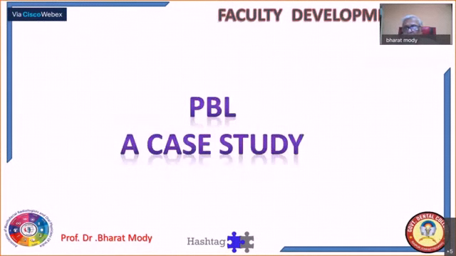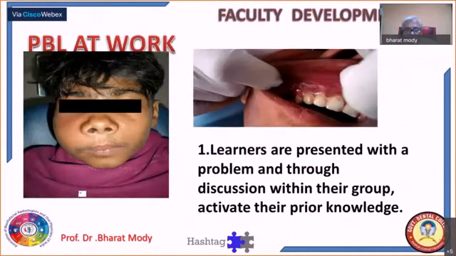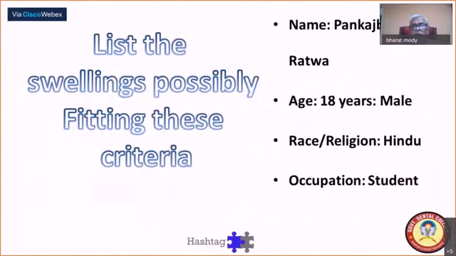Now, let's take a case study. A patient has come with a swelling on the face, and this you show to the students. Now, the first thing the students will be asked is to list the swellings which are possible in such a case. And then you give them the information that he is an 18-year-old child, he is a Hindu, and he is a male. So, what does that signify?